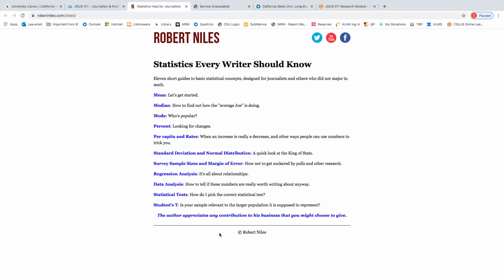I'm sure all of you know the difference between mean, median, and mode. Mean is the average. Median is the middle point of an organized set of numbers. And mode is what you would consider typical. What's the most frequent instance of a number? The two places where you might get into trouble, one is percents.